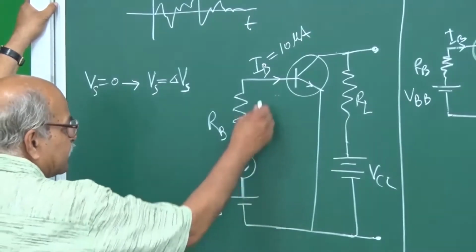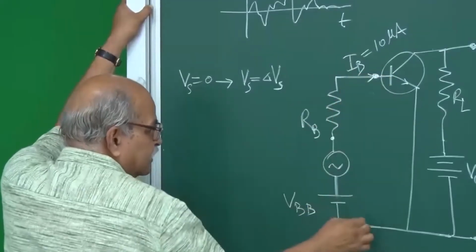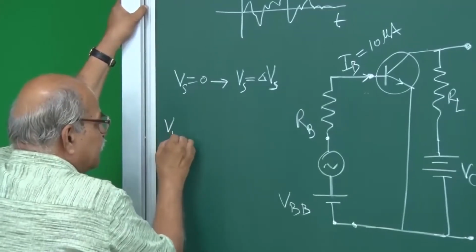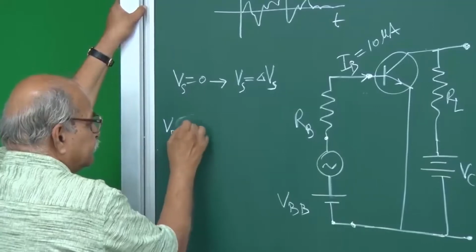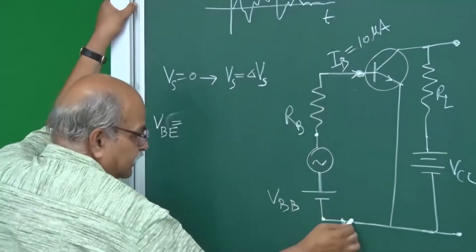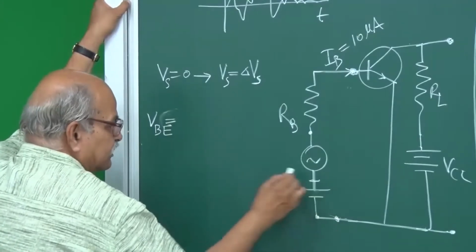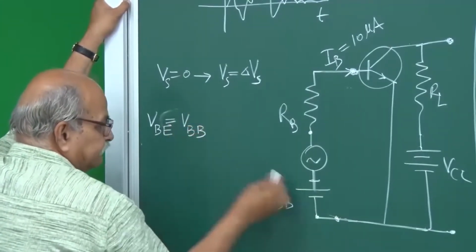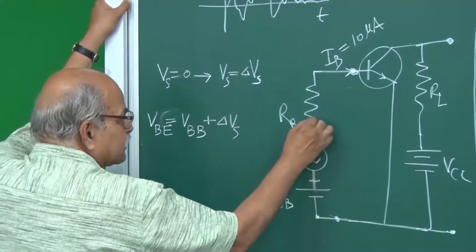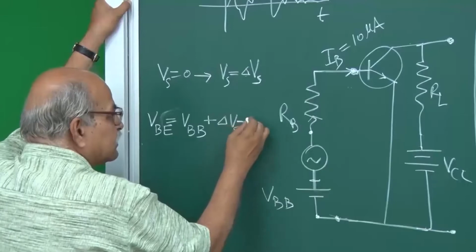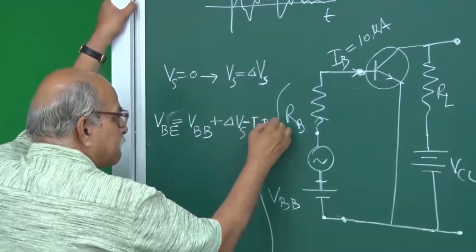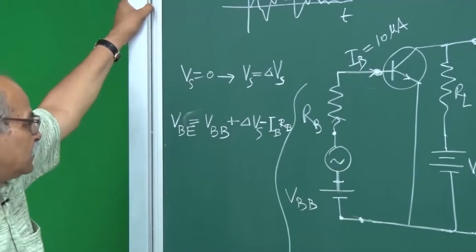And if you write the equation, what is from this point to this point? This is VBE. So, let me write VBE equal to... I am trying to write VBE, this voltage. What is this voltage? Here this is 0, so here it is VBB. So it is VBB plus Vs, which is delta Vs here, and then the current is dropping the voltage, so it is minus IB into RB.